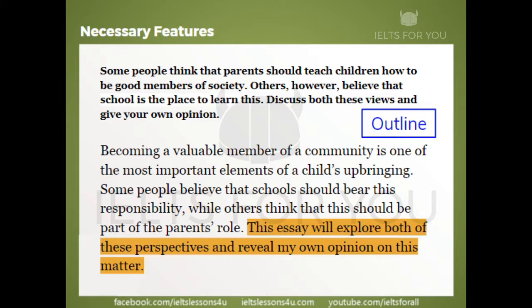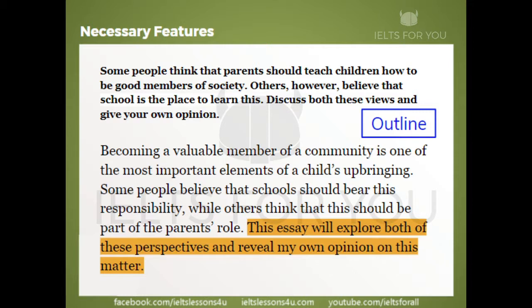Now, if you look at the prompt, it says discuss both these views and give your own opinion. Based on this introduction, the reader does not know what your opinion is. That's okay. Sometimes that's okay. As long as your essay introduces your opinion clearly, the introduction needs to mention in the outline that you will reveal your opinion. But you don't have to give your opinion in the introduction. We will see another example later where we do give our opinion. But you don't have to every time.